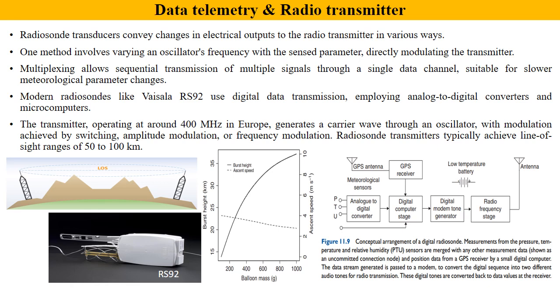On the right hand side corner, you can see a conceptual arrangement of a digital radiosonde. The measurements from the pressure, temperature, and relative humidity sensors are merged with any other measurement data, and the position data from the GPS receiver, by a small digital computer. The data stream generated is passed through a modem to convert the digital signal into two different audio tones for radio transmission. These digital tones are converted back to data at the receiver's end.